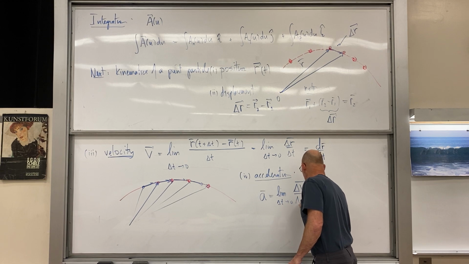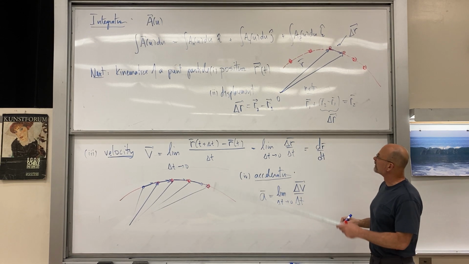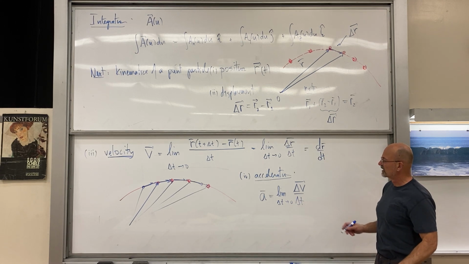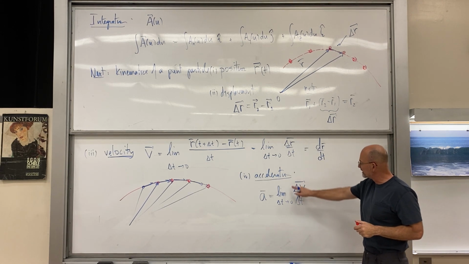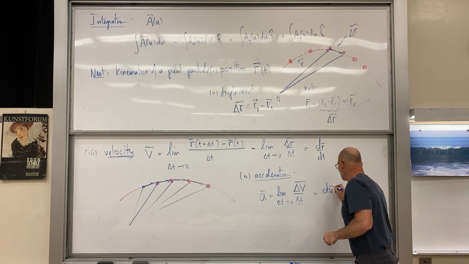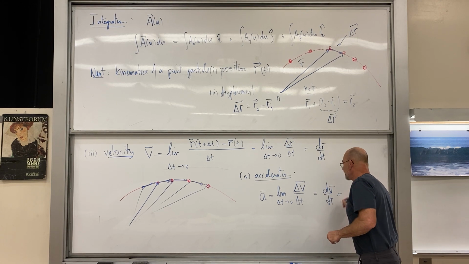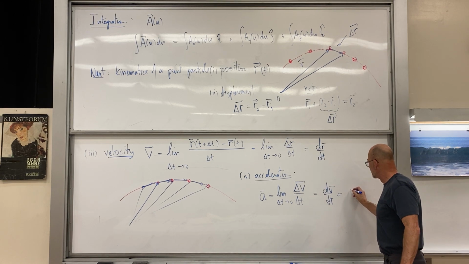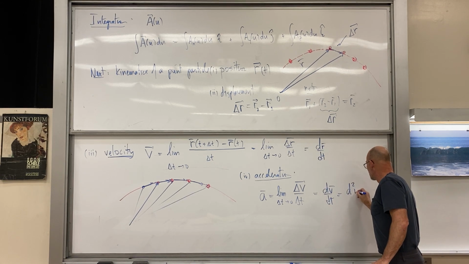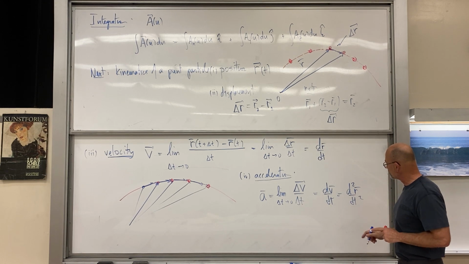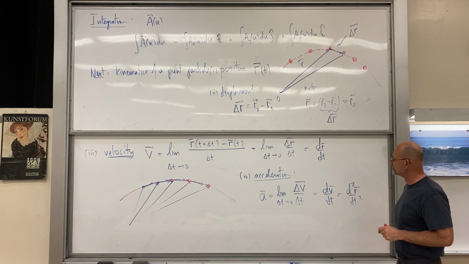delta V over delta T, right? The delta V is defined analogously to the delta R. And we have some on the board right there. So it's the limit of delta V over delta T equals dV dt, the derivative, and since this is a second derivative, it's also d squared r dt squared. That's our acceleration. We have that there in Newton's law.